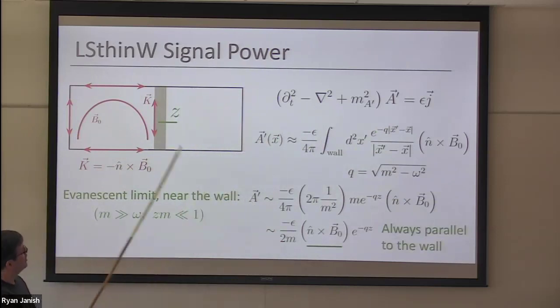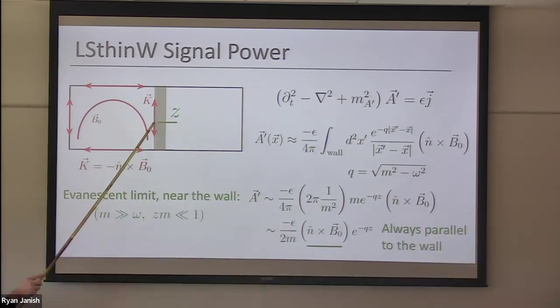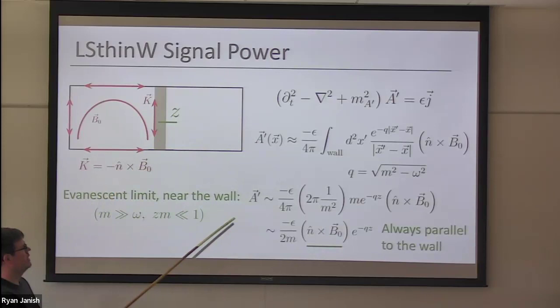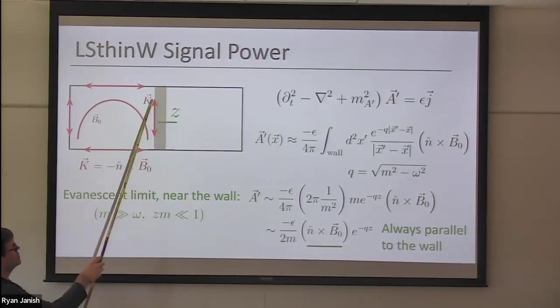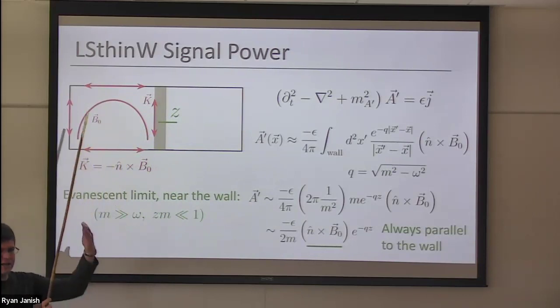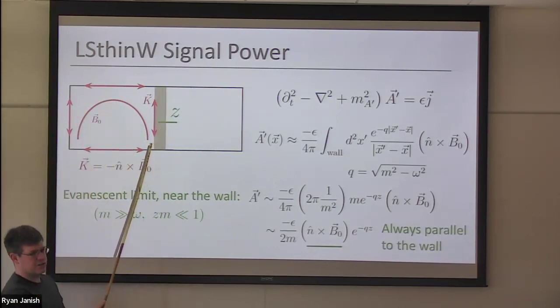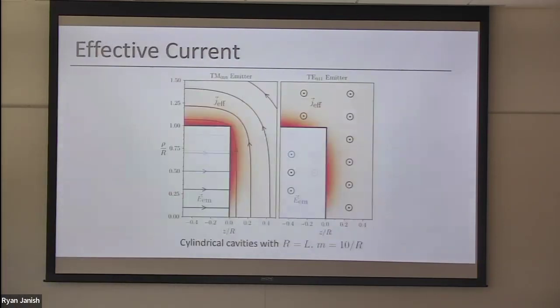So if I want to ask, like, what is the effective current here? The only part of the integral that really contributes is this closest piece right here. So that simplifies the integral. And we get this nice result that the A prime field, and equivalently the effective current that lives over here, always tracks, it just mirrors the structure of the real honest to God electron current on the other side of the wall. So it has the exact same shape, same direction, and it always follows parallel to the surface. Which is an important detail when it comes to actually designing this experiment.